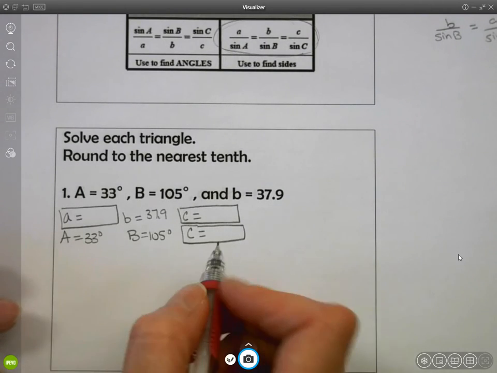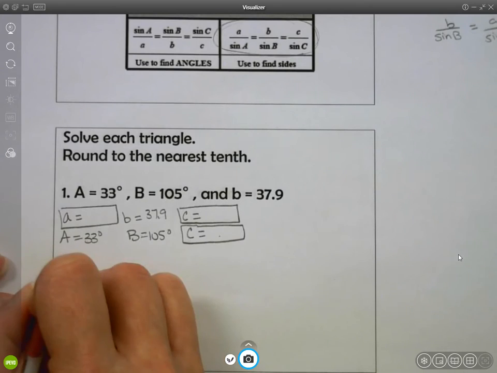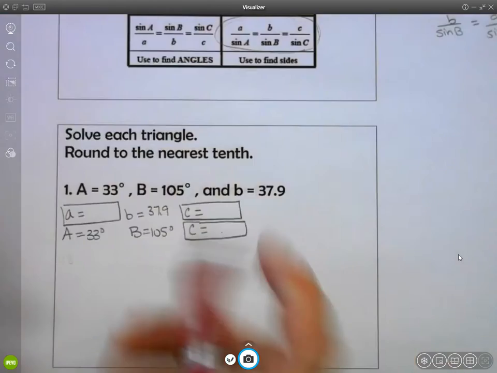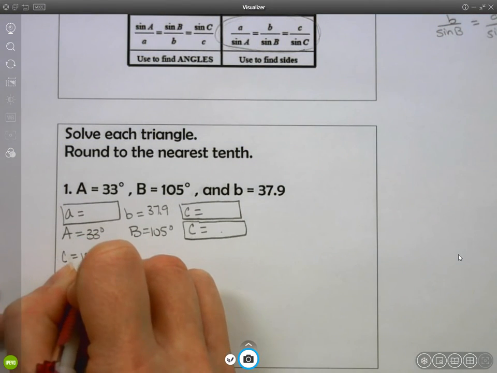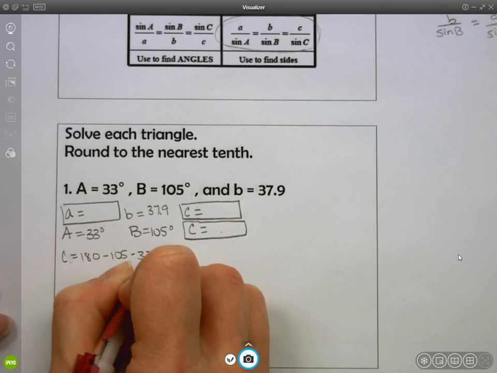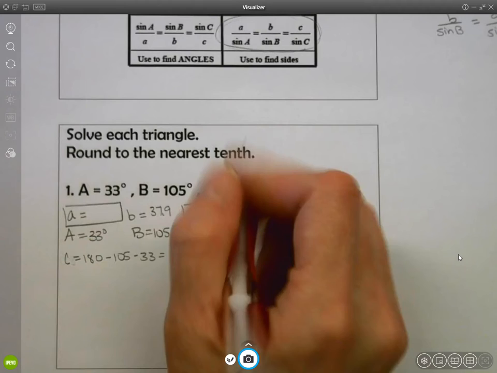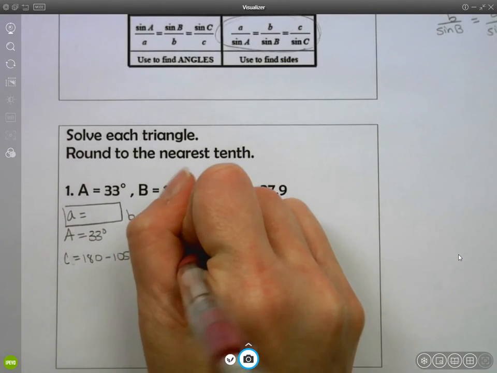All right, so first of all, the easiest thing is I can figure out the third angle because I know 2 of them. So if I do 180 minus those angles, I'm going to find the third angle in the triangle. So if I do 180 minus 105 minus 33, that will give me the last angle. I got 42 when I did that in my calculator.